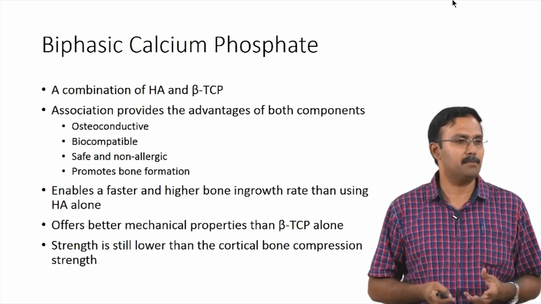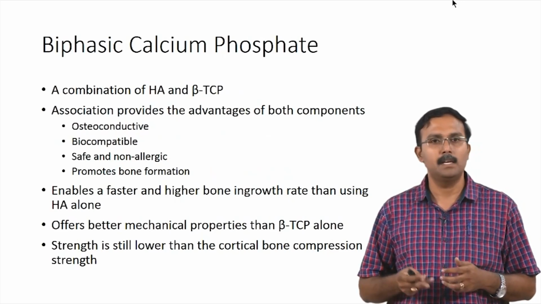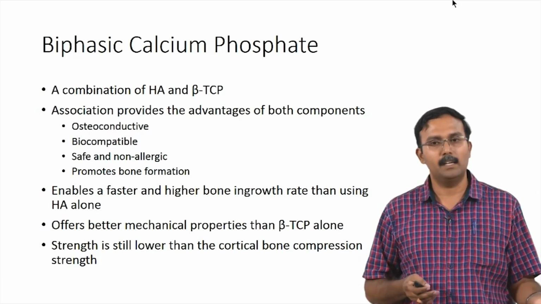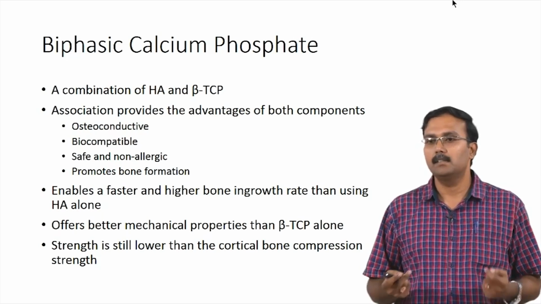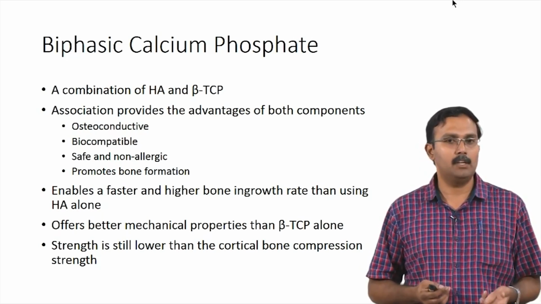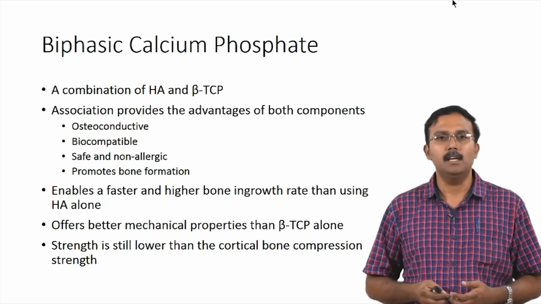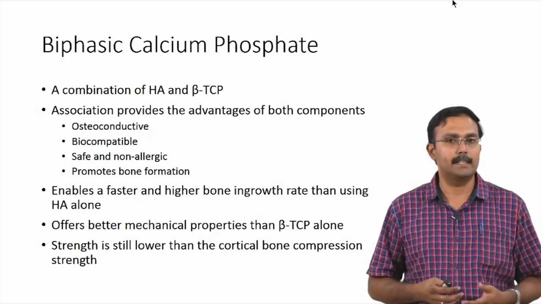The biphasic calcium phosphate is a combination of hydroxyapatite and beta tricalcium phosphate. As I said, it is preferred to HA and beta tricalcium phosphate being used independently. So, this has the advantages of both these materials. It is highly osteoconductive, biocompatible, safe and non-allergic. It also promotes new bone formation, so in the sense it is osteoinductive.